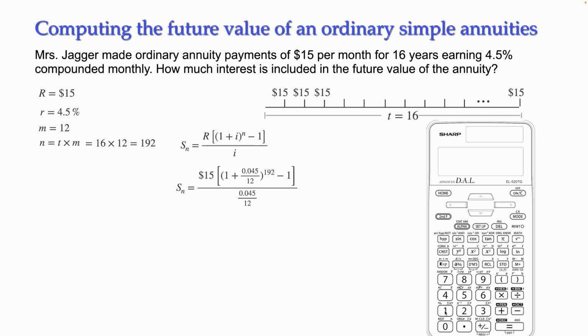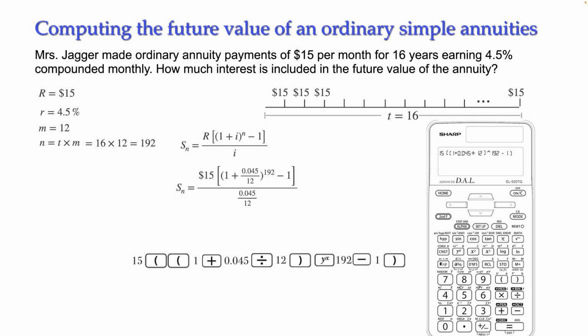Okay, 15, I type 1, 5. Open bracket, I open another bracket, 1 plus 0.045 divided by 12, and then close the bracket to the power 192. Minus 1, and I close the bracket. So what I do in my calculator is just type exactly what is written in the formula.